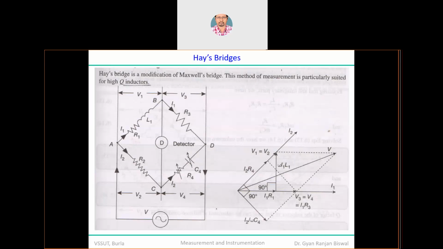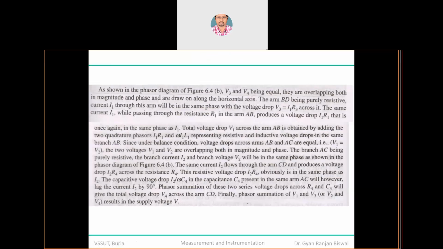What it does, it replaces that capacitor which is applied in parallel to the R4 in the case of the Maxwell modified bridge or Maxwell inductance capacitance bridge. Here it is connected in series. Remember, in the Hayes bridge, it is connected in series. So accordingly, remember, in the right hand side, as you see the phasor diagram demonstration, it will definitely change. Clear? I hope you will be able to appreciate it.